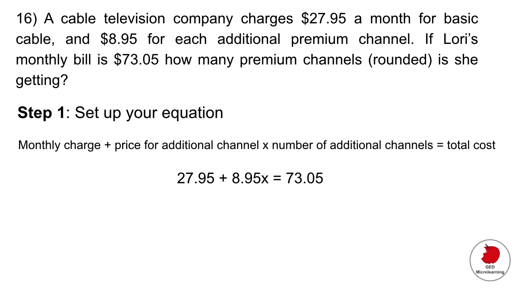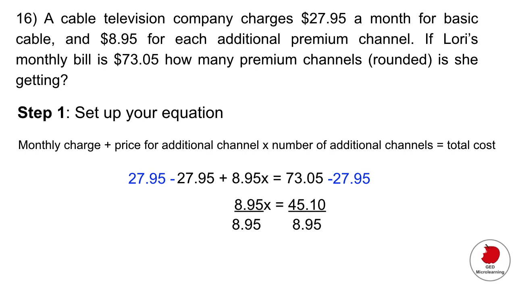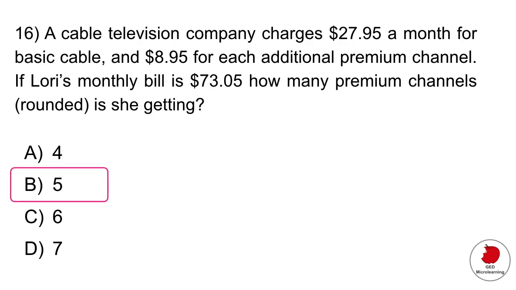Okay, so now all you have to do is isolate the x. You would subtract 27.95 on the left side, which gives you 0. Do the same thing on the right side, and you end up with this. And now in order to isolate that x, you would divide both sides by 8.95, and that gives you 5. So she basically got her monthly basic cable plus 5 additional premium channels. Answer B.